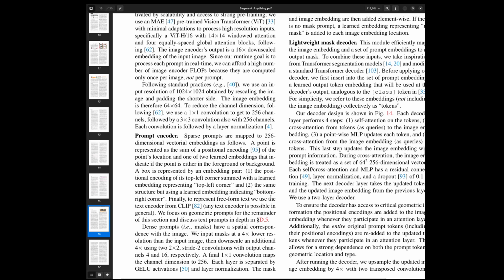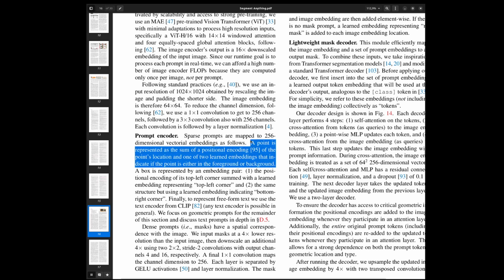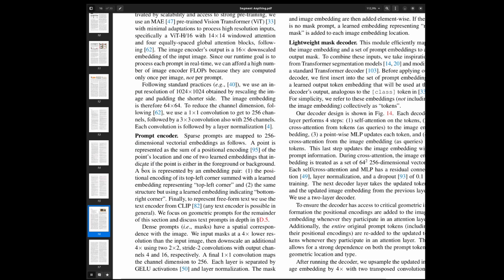So I guess this is the way that they can train this learned embedding. Still interesting. Here a box is represented by an embedding pair: the position encoding of its top left corner summed with a learned embedding representing top left corner, and the same structure but using the learned embedding indicating bottom right corner.